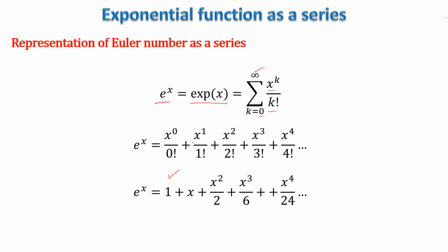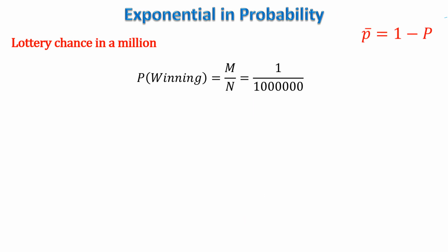Then x to the power 1 upon 1 factorial will be x. Then x square by 2, then x cube by 3 factorial, which will be 3 into 2, that leads to 6. Then x to the power 4 upon 4 factorial will be x to the power 4 upon 24, and so on and so forth. Exponential and probability is a very interesting thing.